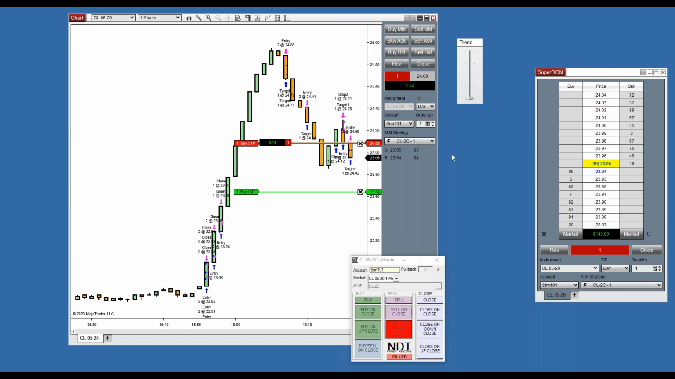Let's slow it down a little bit here. And now we're going to close. We have our trailing stop engaged, and the first up candle is going to close the trade.